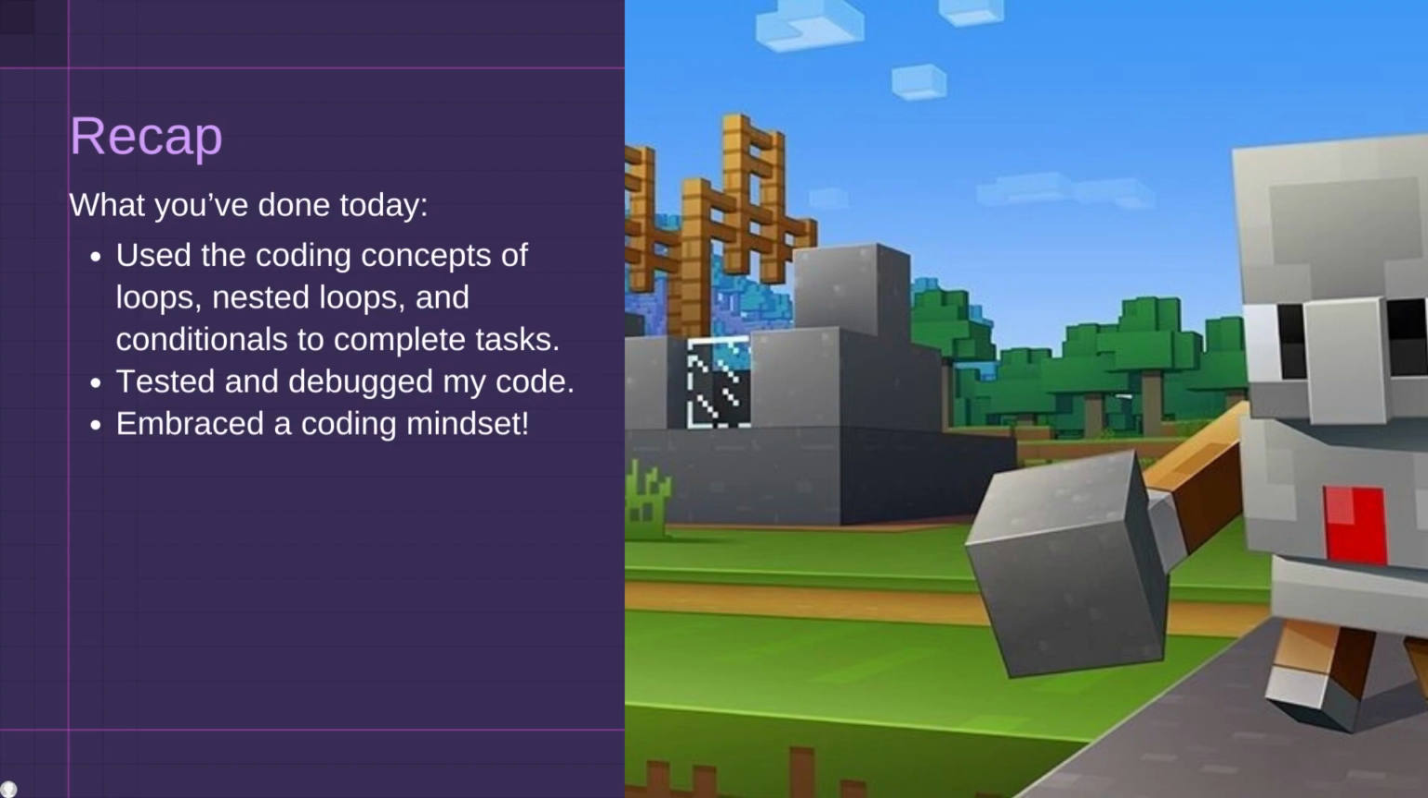Let's recap lesson 5. What you've done today. We've used the coding concepts of loops, nested loops, and conditionals to complete tasks. We tested and debugged our code, and we embraced that coding mindset of try, and try again.